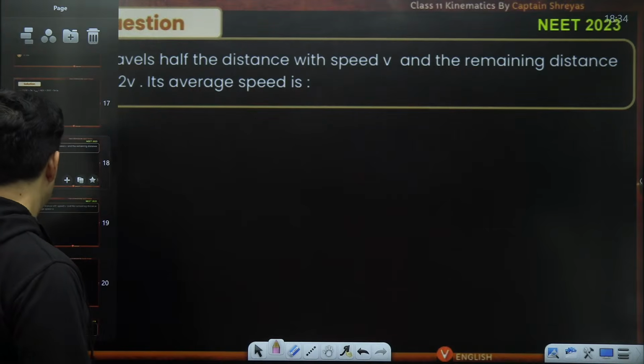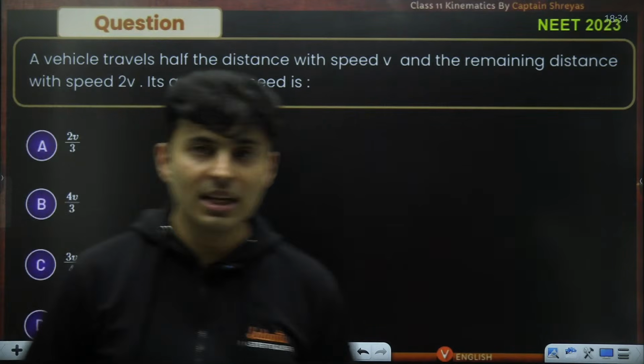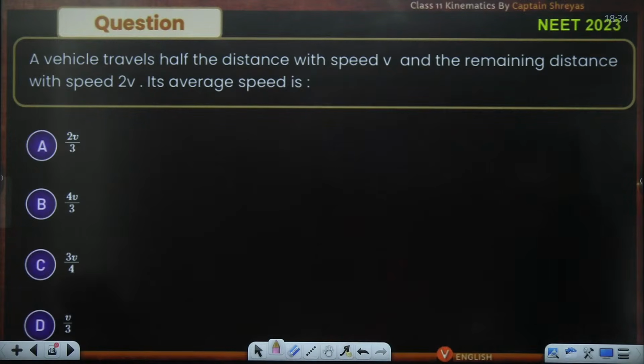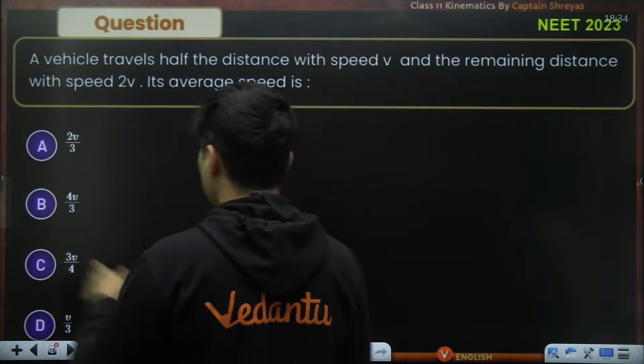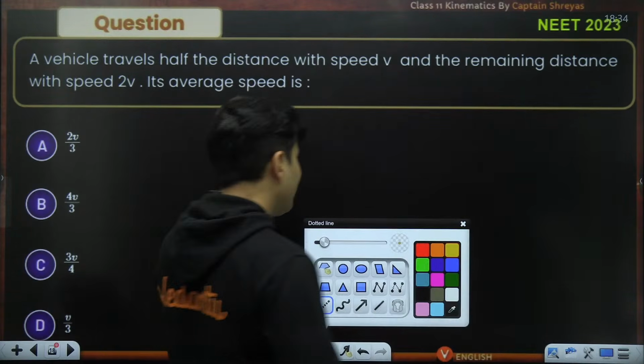This was asked in NEET 2023. What does it say? A vehicle travels half the distance with one speed and the remaining distance with some other speed. What is the average speed? Okay, so let us draw, guys.